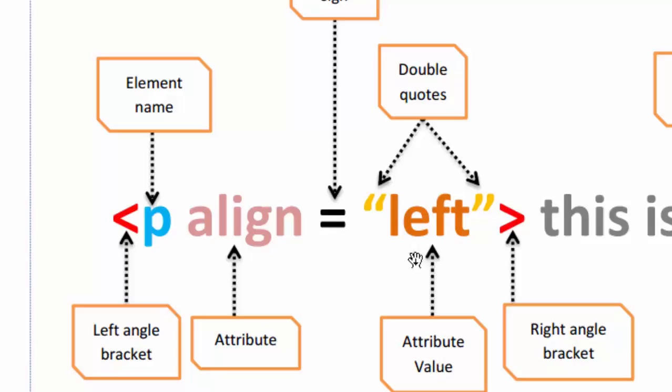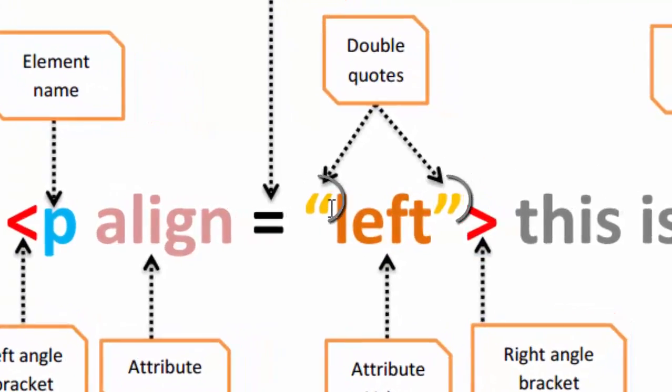In HTML, you do that by typing in the equal sign after the attribute, and then typing in the actual value. As you can see, we have typed in the value as left. But one thing you always have to make sure is to enclose the attribute value within the double quotes.